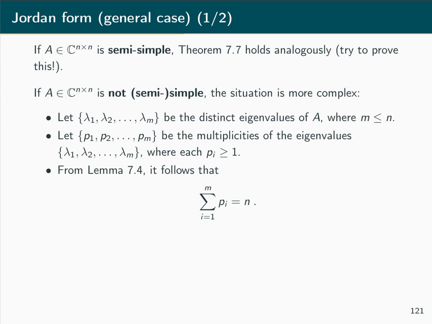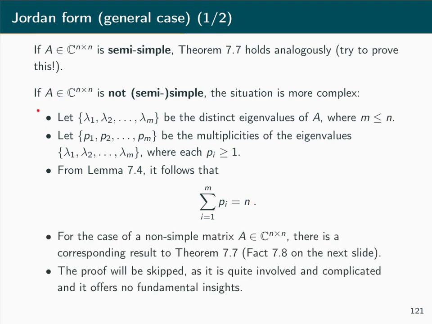In this case, we consider the set of distinct eigenvalues, lambda 1 through lambda m, where m is of course less than or equal to n. And we define the numbers p1 through pm as the multiplicities of the corresponding eigenvalues lambda 1 through lambda m. Clearly, each of these numbers pi is an integer greater than or equal to 1. From lemma 7.4 and the fundamental theorem of algebra, it follows that the sum from i equals 1 to m of these numbers pi must equal n.